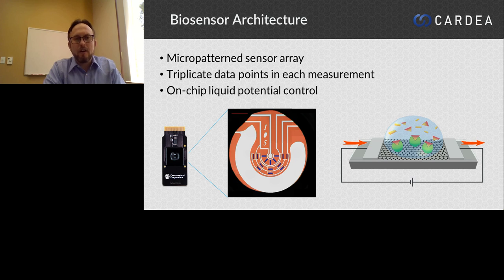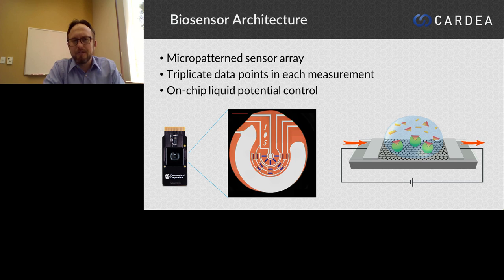This is what our biosensor architecture actually looks like. On the left, that's a picture of one of our biosensors. It's about the size of one of your fingers, pretty small, maybe the size of a glass slide. It contains in the middle a little circle. That's where you put the liquid.